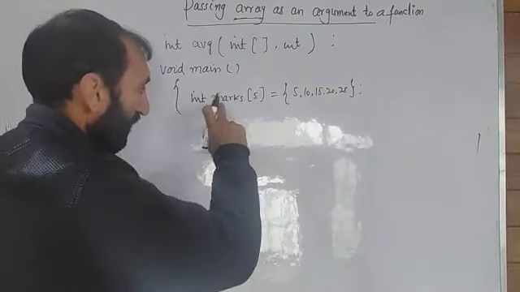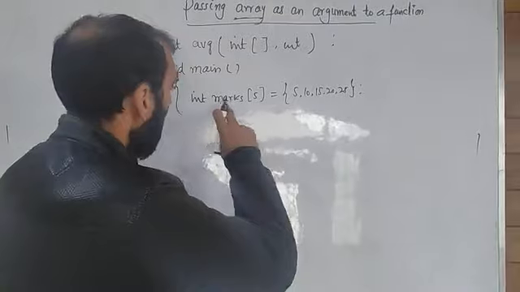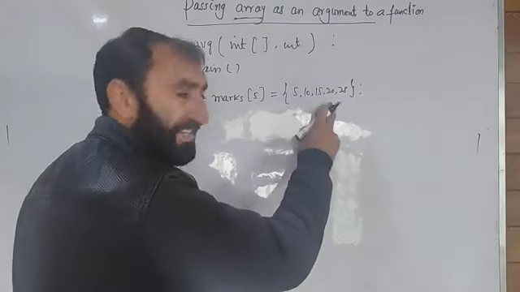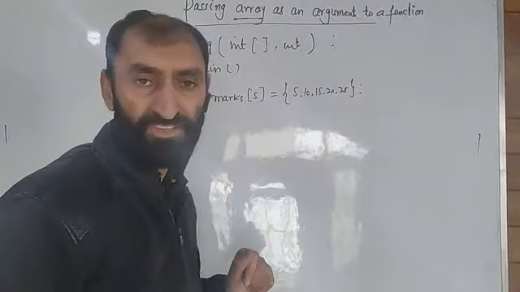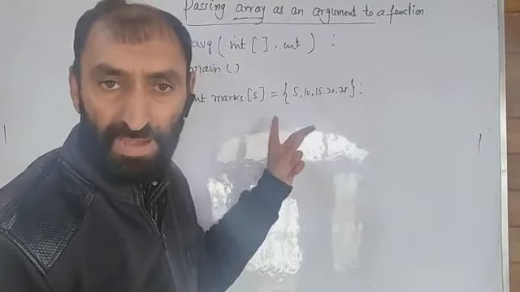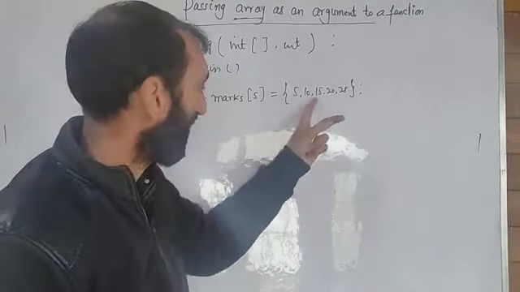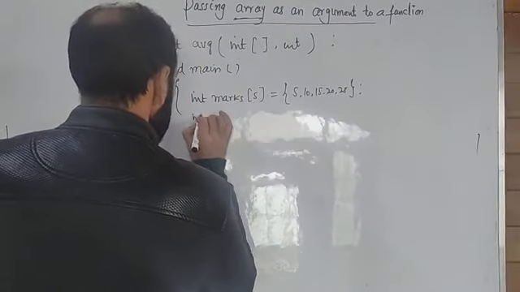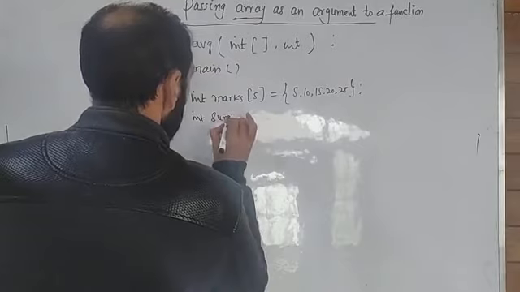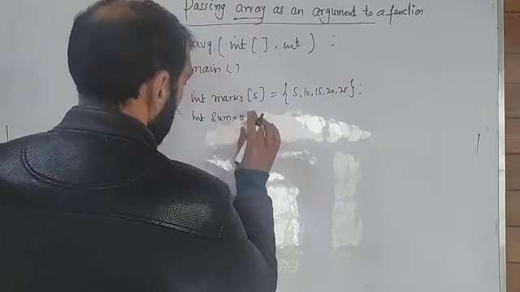I am going to declare and initialize the array at the same time. That means compile time initialization is going on here. You get declaration and initialization at the compile time. And next, integer type sum equal to 0.